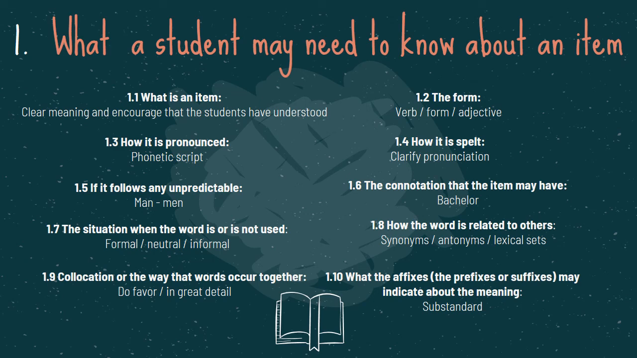Seven, the situation when the word is or is not used. For example, the words that we can use in a formal way, in a neutral way, in an informal way, it is so important. Eight, how words are related to others. And so in this part, we have to teach the synonyms, antonyms, and lexical sets.